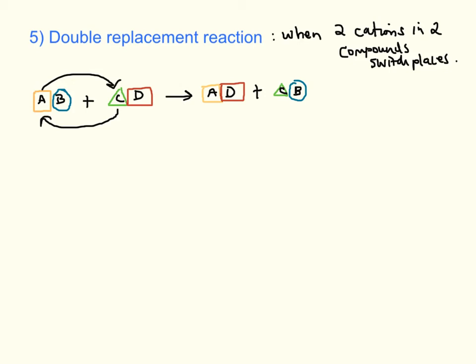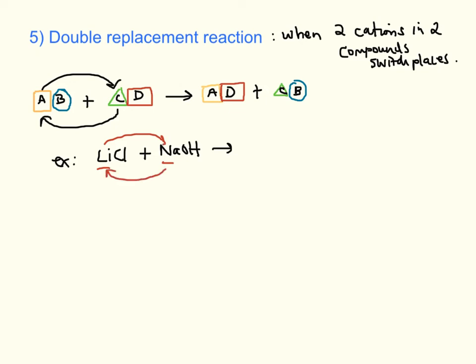So in this case we have A and B hooked together, and then C and D in a compound, and the A and the C just switch places. So the A ends up with the D, and the C ends up with the B. So they just swap places. So something like that would be taking, say, lithium chloride and sodium hydroxide. The lithium and the sodium are your cations, and they're just going to switch places.